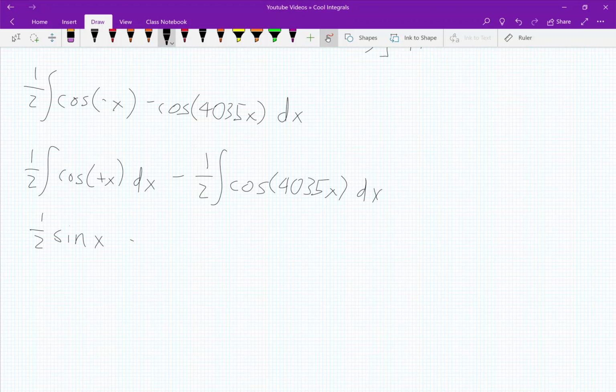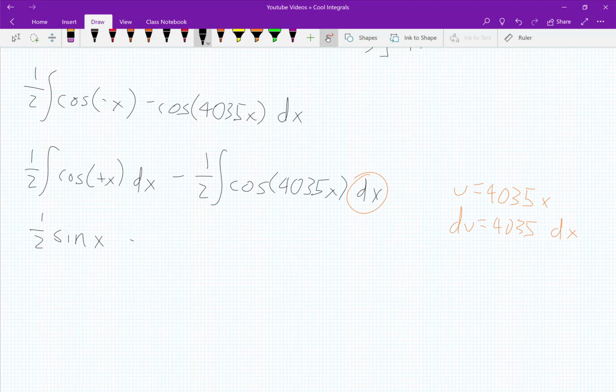And then for the second part, we can use u substitution to figure this out. We can set u to 4035x, and therefore du would be equal to 4035 dx. But where are we going to get 4035 dx? Well, we have dx here, but we need to insert a 4035 inside the integral. And we can do that without changing the actual value of things by multiplying 4035 on the outside.